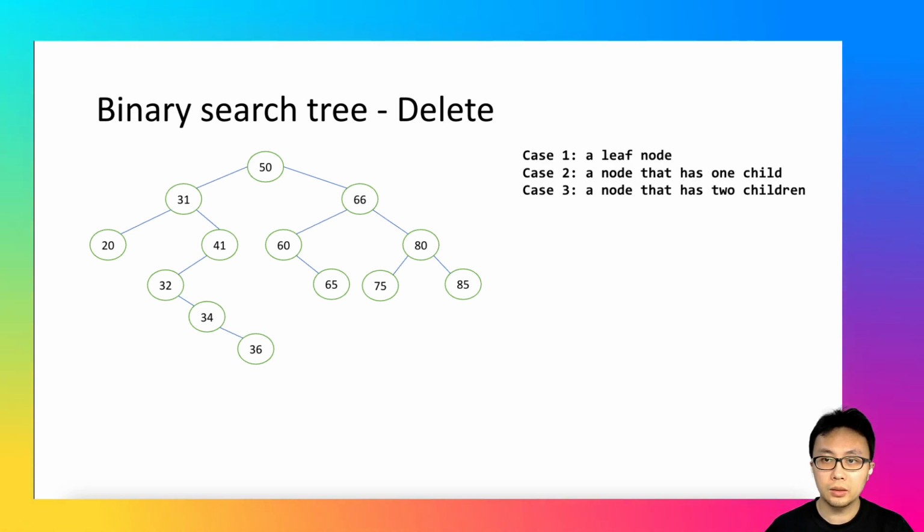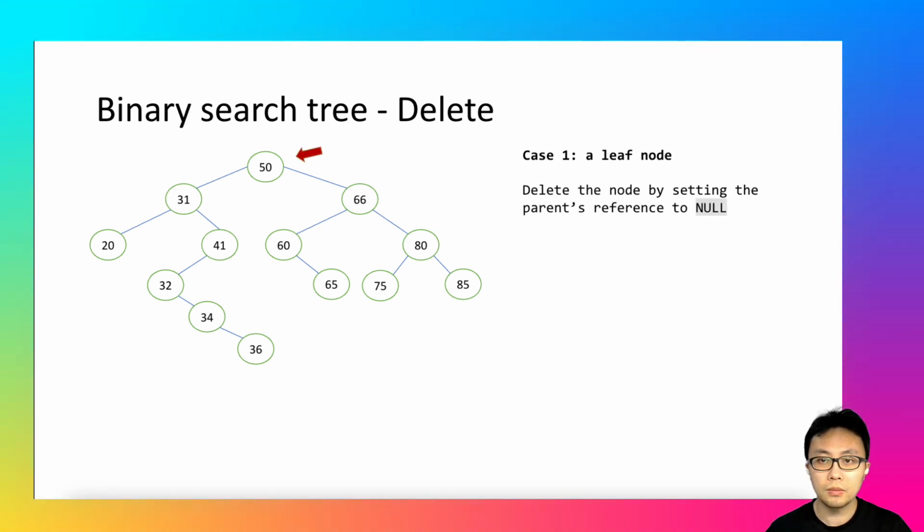The delete method deletes a node based on a given target value. However, it is more complex than the search or the insert methods, because there are different cases. Actually, there are three different cases in deleting a node. The first case is when the target node is a leaf node. The second case is when the target node has a single child. The third case is when a node has two children. Let's go over the cases one after another.